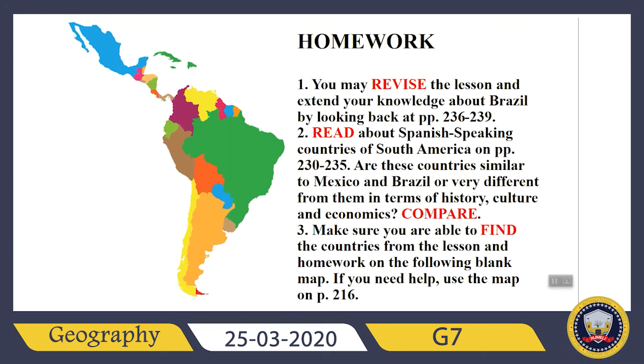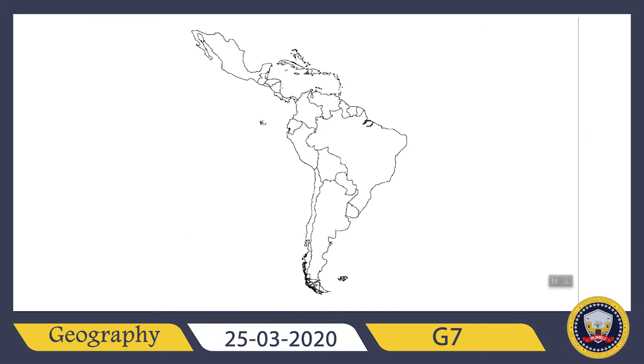And the third task is the same as last time. You need to make sure that you are able to find the countries from the lesson and countries from homework on the blank map. And if you need help, you will use the map on page 216. And here comes the blank map again. So right now, I believe after you are done reading about Spanish-speaking countries of South America, you will be able to identify all countries on this map.